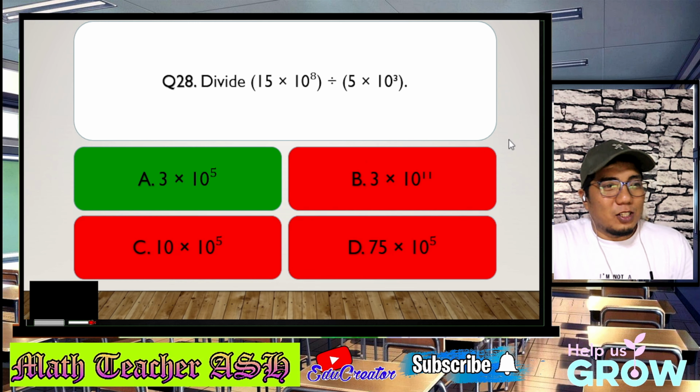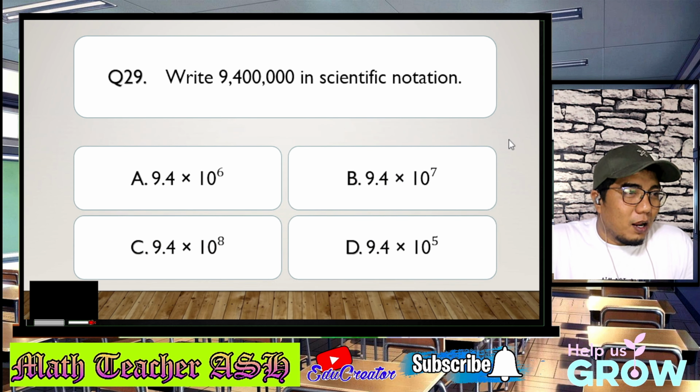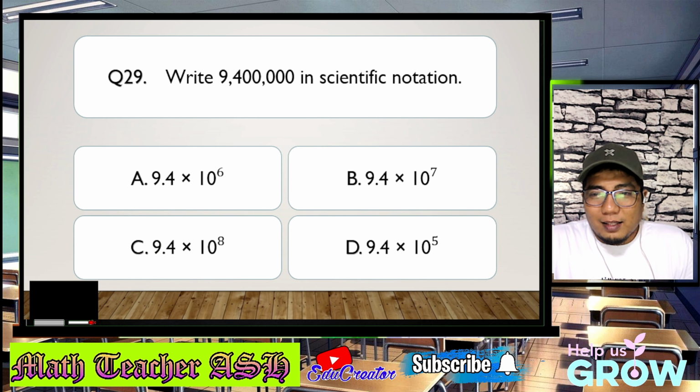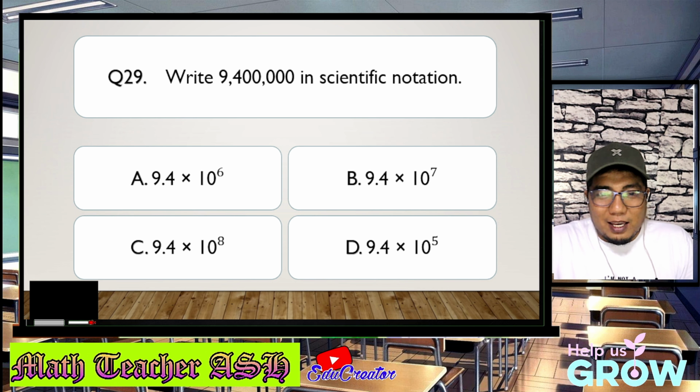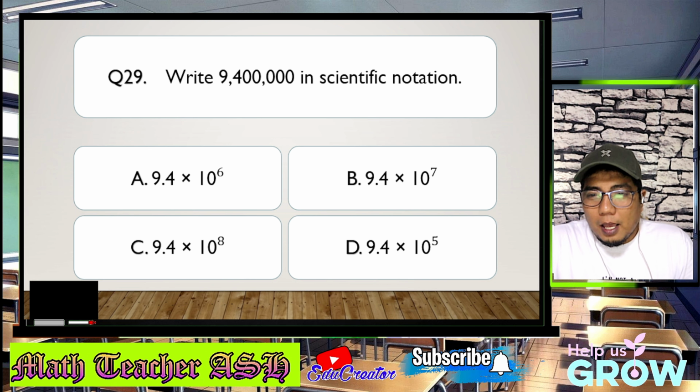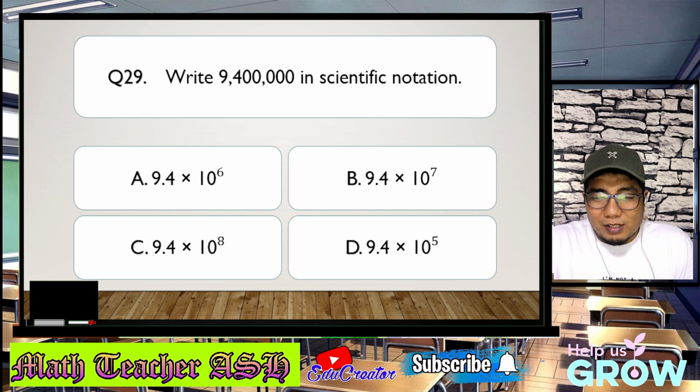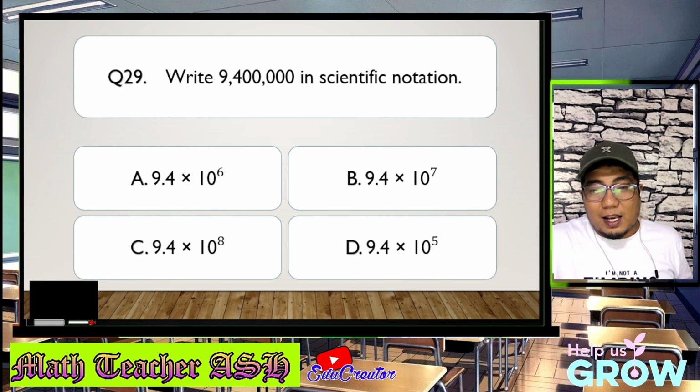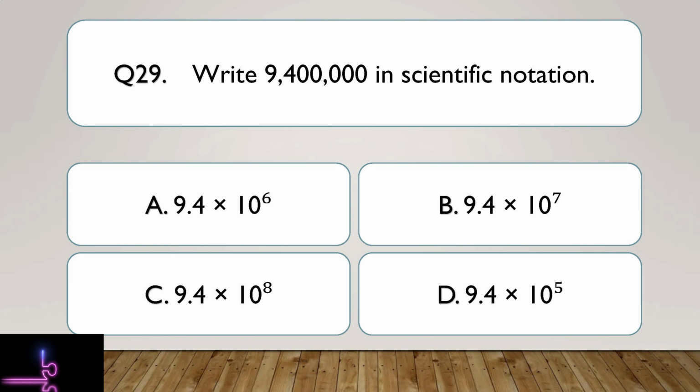So, now let us go to question number 29. Write 9,400,000 in scientific notation. Is it A, 9.4 times 10 to the 6th power, B, 9.4 times 10 to the 7th power, C, 9.4 times 10 to the 8th power, or D, 9.4 times 10 to the 5th power? I'll give you 5 seconds to think about your answer. 5, 4, 3, 2, 1.